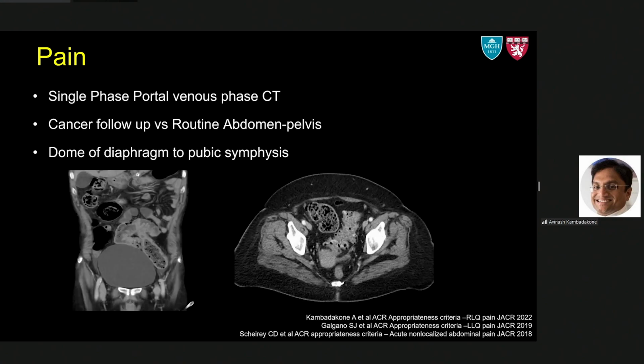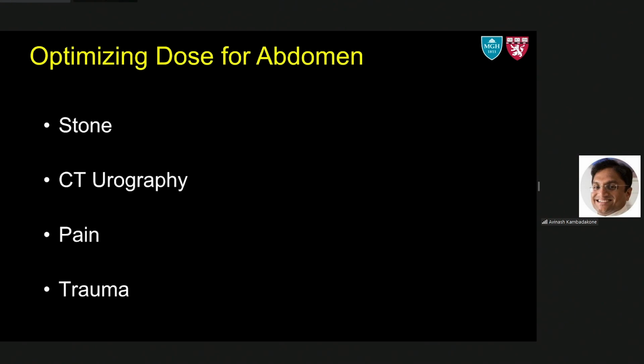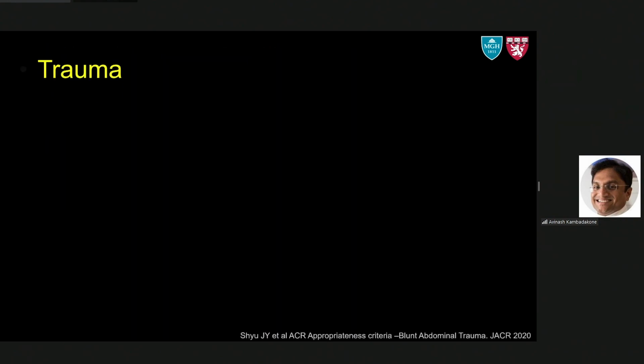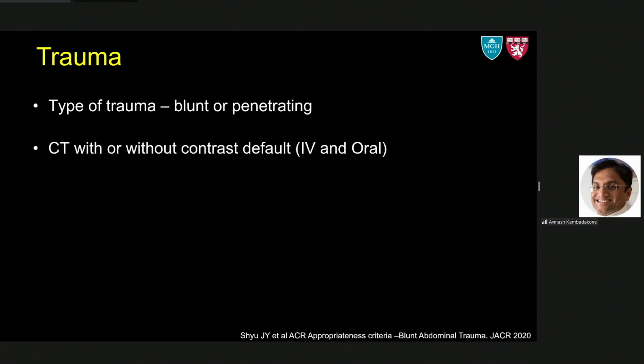The coverage for patients with abdominal pain is from the dome of the diaphragm to the pubic symphysis. Now, I'm not an ER radiologist, so I'm going to briefly go over how we optimize the dose for trauma protocol CT. The scan protocol depends on the type of trauma, whether it's blunt or penetrating. The default protocol is CT with or without contrast. It's a single phase scan.